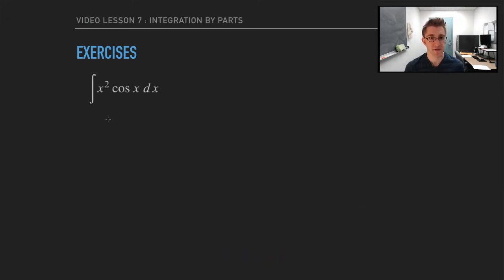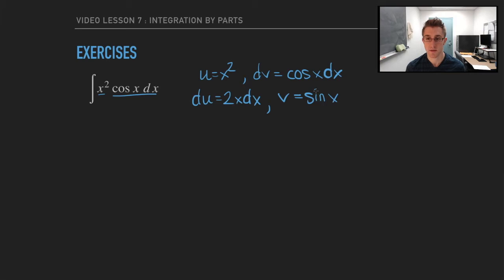Okay, so just like in the previous problem, I want to differentiate the part with x and anti-differentiate the other part. So we'll say u is x squared, and dv is cosine x dx. So I differentiate u, I get 2x dx, and I anti-differentiate v to get sine x, just as the antiderivative of cosine. So we put that into the integration by parts formula. I have u times v, which is x squared sine x, minus the integral of v du. So I'm going to have 2x times sine x times dx.